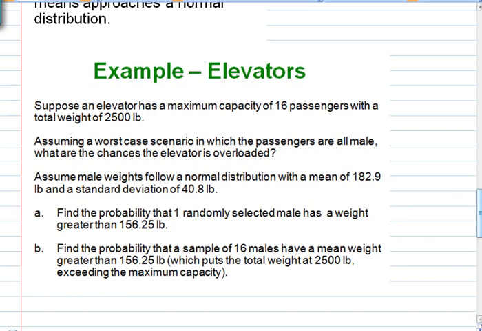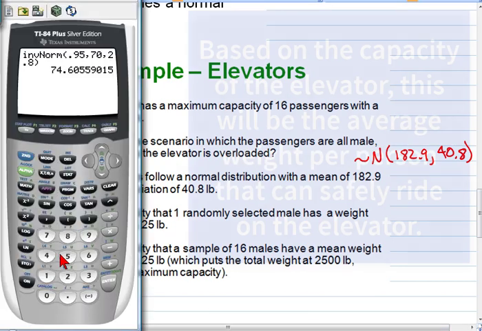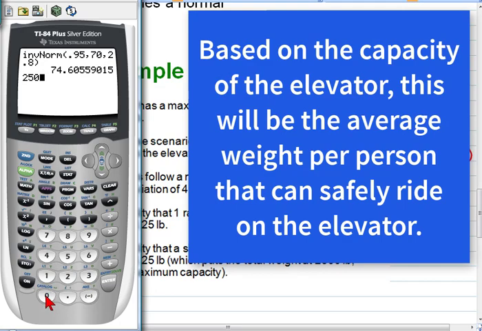So suppose an elevator has a maximum capacity of 16 passengers with a total weight of 2,500 pounds. Assuming a worst case scenario in which the passengers are all male, what are the chances that the elevator is overloaded? We're told here also that males have a mean weight of 182.9 with a standard deviation of 40.8 pounds. That elevator holds 16 people or 2,500 pounds, which gives us an average of, let's go to our calculator. If I take 2,500 and I divide that by 16, we get 156.25.